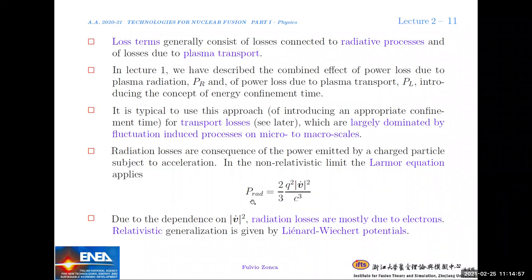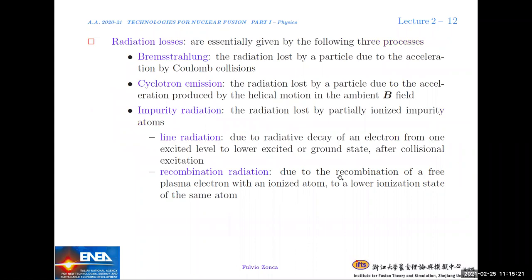So what we need to use generally is the generalization of the Larmor equation, which is given by the Liénard-Wiechert potential. Again, I write it down for completeness in such a way that each of you who would be curious to look into the relativistic correction can take a look at that, but you don't need to. I think that for our purposes, knowing the Larmor equation is more than enough.